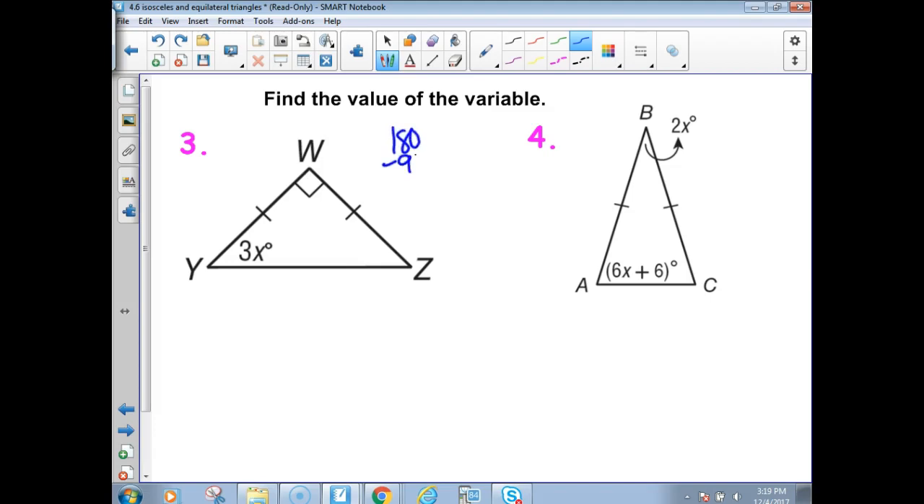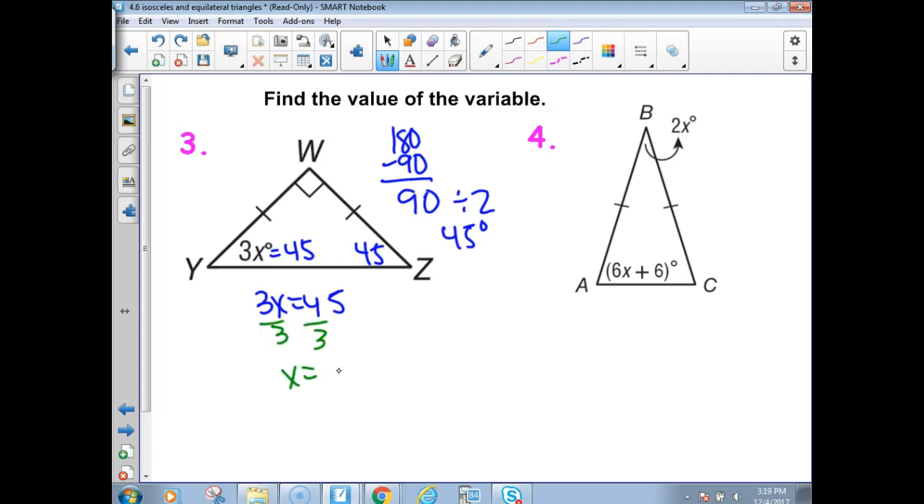Okay. Divide that by 2. Okay, and how big are each of them? All right, so that means this is 45 and 3x equals 45 also. So there's an equation. Bingo. I like that method. So we're good. We're ready to get our answer dividing by 3, and we've got x is 15. Boom.